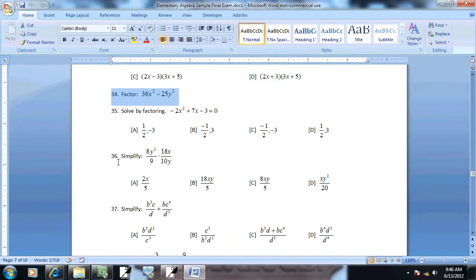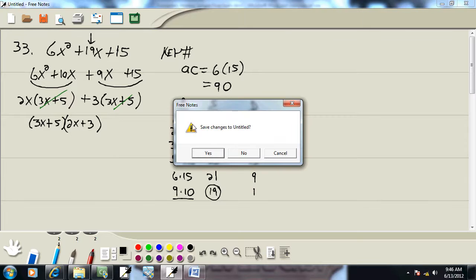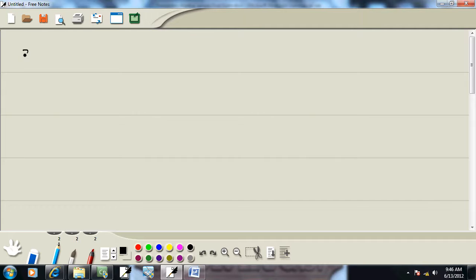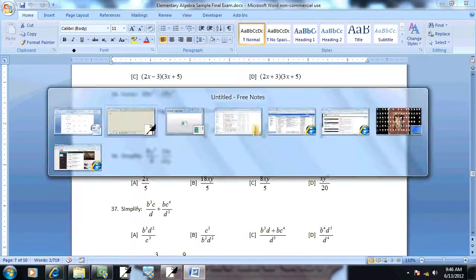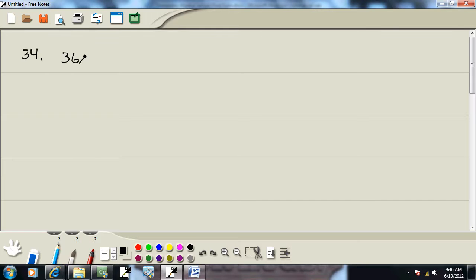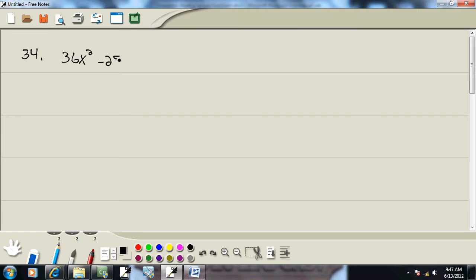Let's take a look at number 34. Another factoring problem. Let's see, we got 36x squared minus 25y squared. Now, first method of factoring is GCF. They don't have anything in common.